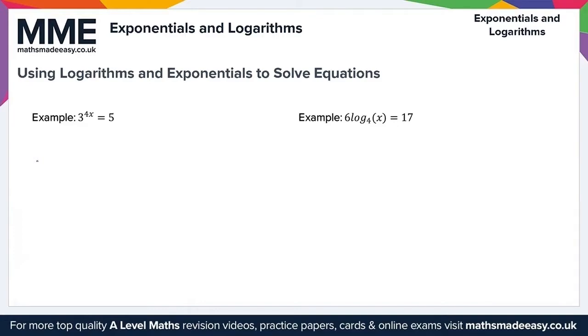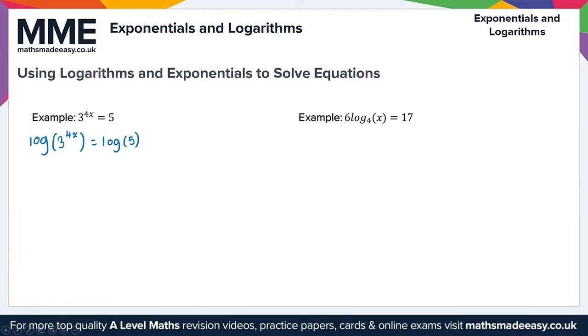Now, for this example here, all we're going to do to start with is just take the logarithm of the left-hand side and the right-hand side. So here, we obtain the log of 3 to the power of 4x, and this is equal to log 5.